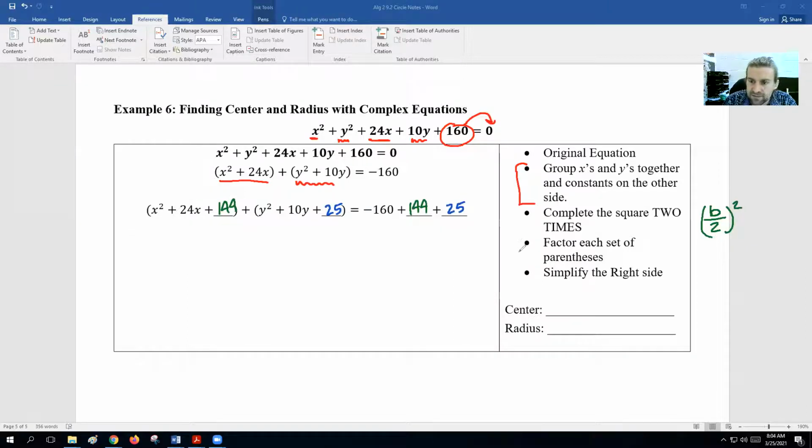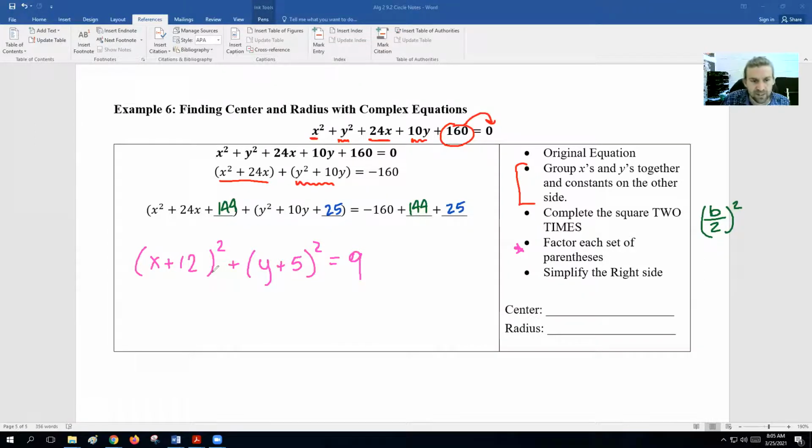All right, next step, it says factor each set of parentheses. Remember, to factor it, we just take the x, keep that symbol the same, so that's plus, and then cut that middle number in half. So we get x plus 12 squared. And then over here, we have y, we keep the middle symbol the same, plus, and cut that number in half, 5. All right, and then we need to simplify the right side. So in a calculator, or doing some work here, what's negative 160 plus 144 plus 25? That should end up being just 9.